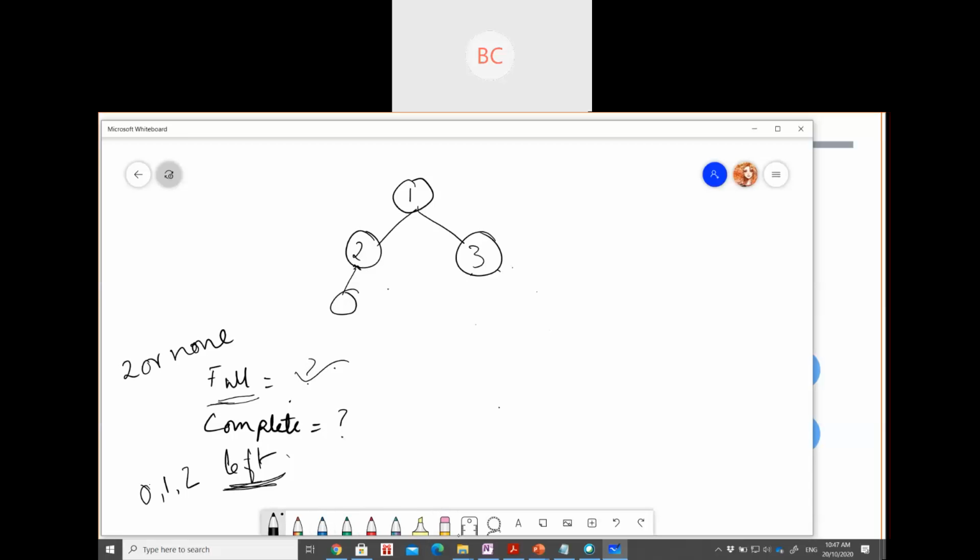What is this? Full or complete? Ma'am, maybe complete. Okay. What is the main difference between full and complete? Let me explain. So is it full or complete? Just remember the properties.